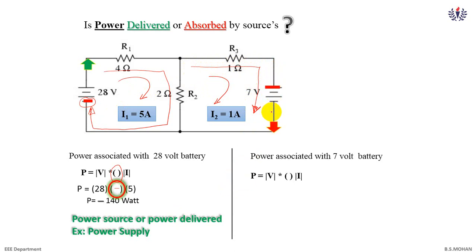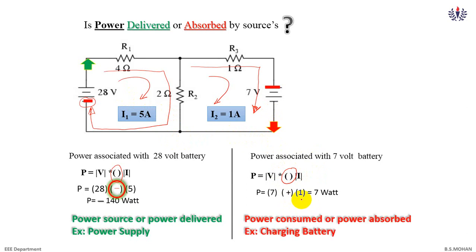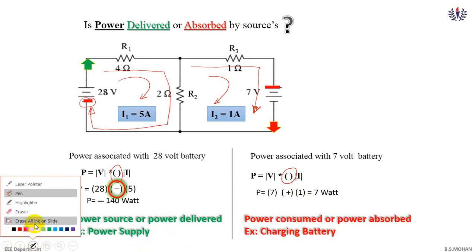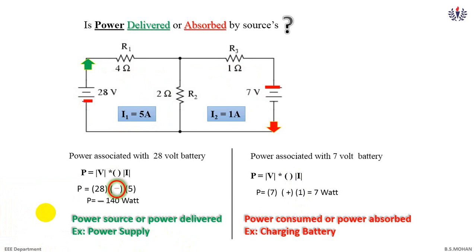We write the equation now as V is 7, and in the parenthesis we substitute positive, and the magnitude of current is 1 ampere. As we multiply we get 7 watts. And positive power is always associated with energy absorbing. So we can say here the 7 volt battery is charging and the 28 volt battery is discharging.